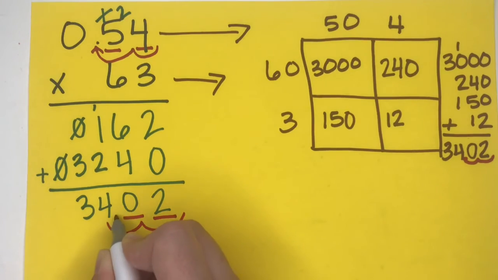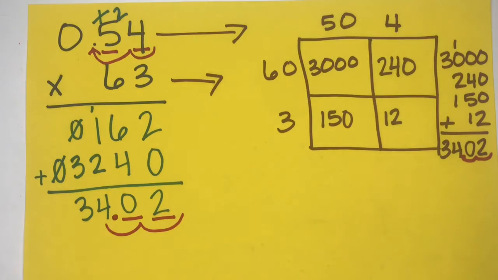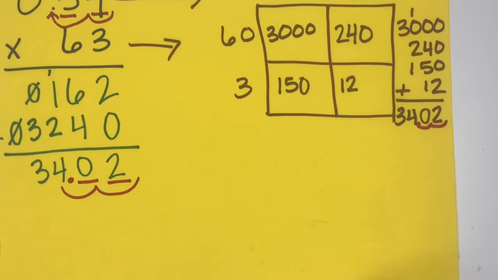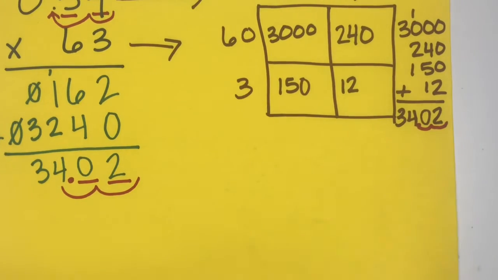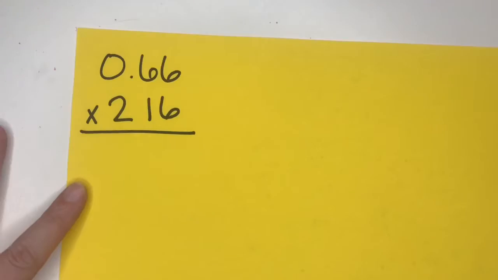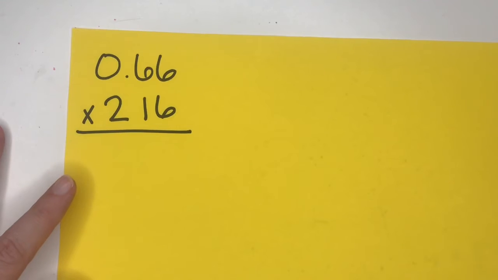We have hop 1 and 2 with our decimal at 34 and 200. So our answers are the same. 2 different methods, got the same answer. So our next problem is going to be a 2-digit times a 3-digit.